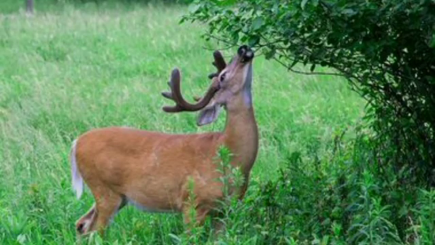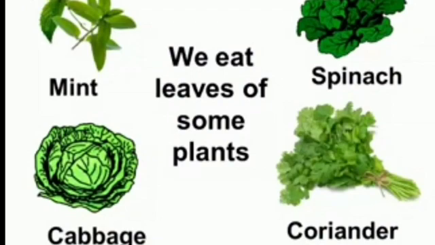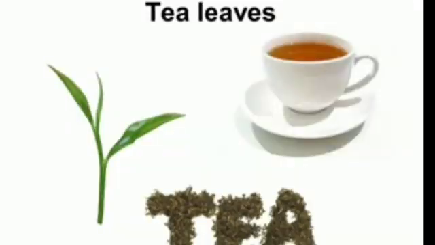Students, we generally think leaves are just meant for plant eating animals like the deer. But we humans also eat many kinds of leaves. Yes, we eat leaves as vegetables. The cabbage, coriander, spinach, and mint are all leaves of different plants. In fact, tea is also a leaf of the tea plant.